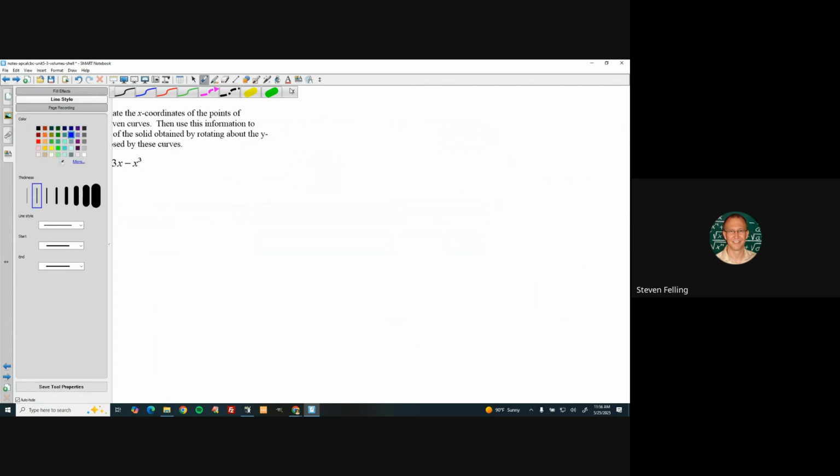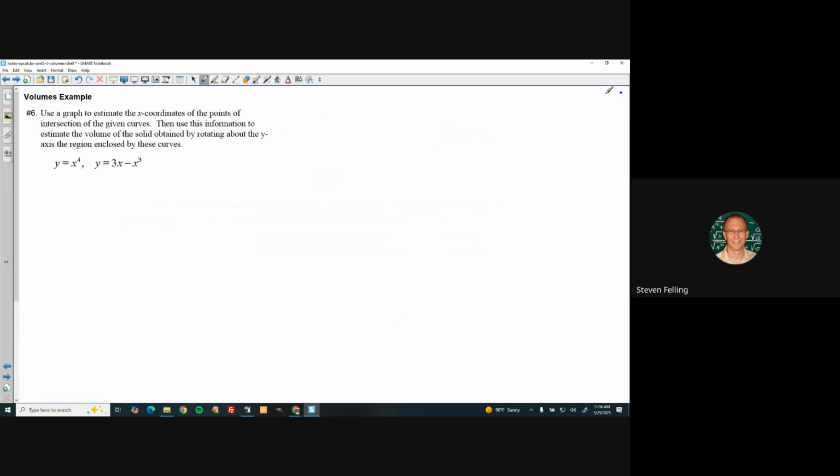We'll start with a sketch with intersection. So if we think of this as y equals x to the fourth and y equals 3x minus x cubed as a system, could we set those equal? Yeah, we could say x to the fourth equals 3x minus x cubed, and x to the fourth plus x cubed minus 3x equals 0. Factor an x out and we get x cubed plus x squared minus 3 equals 0.